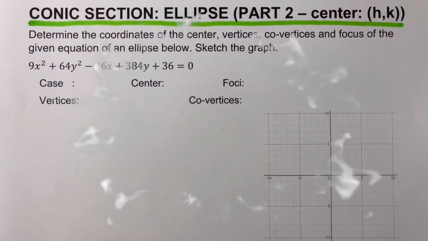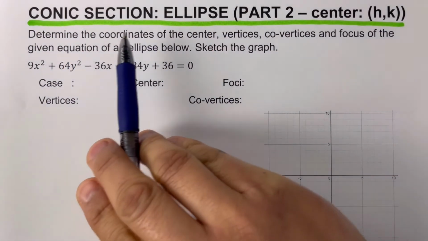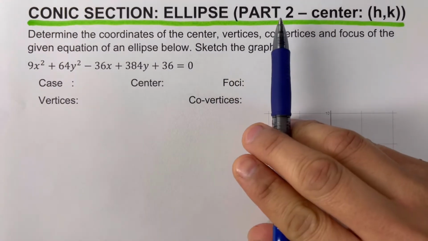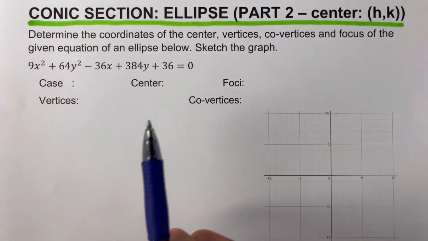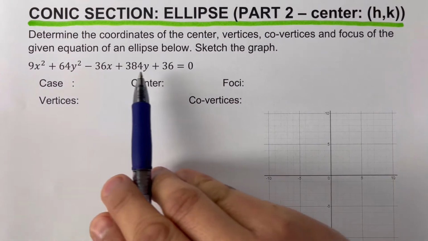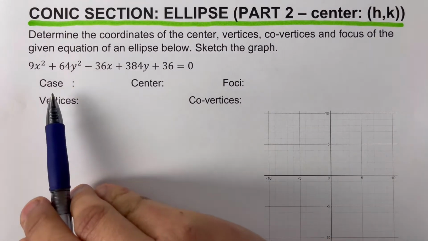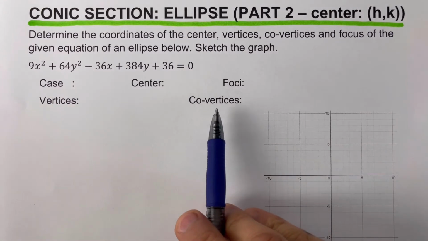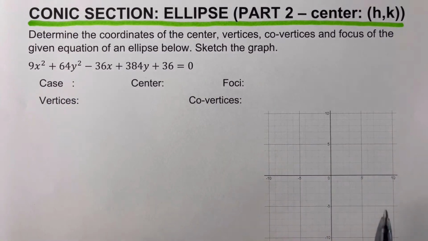Hello everyone. This video will focus on conic sections, specifically on the ellipse with center at (h, k), and this is the second part. In this part, we are given the general equation of an ellipse, and we're supposed to determine the case number, the center, the foci, the vertices, and the co-vertices, and sketch the graph of the given ellipse. Before we go over this example, let's review the parts of an ellipse and the two cases of an ellipse with center at (h, k).